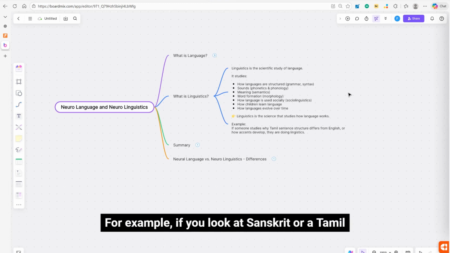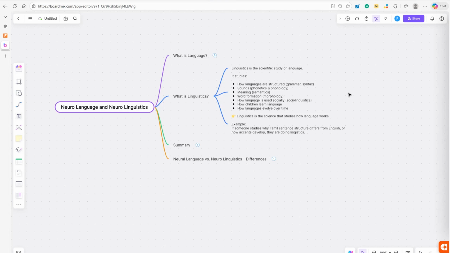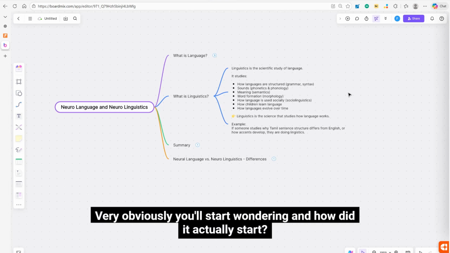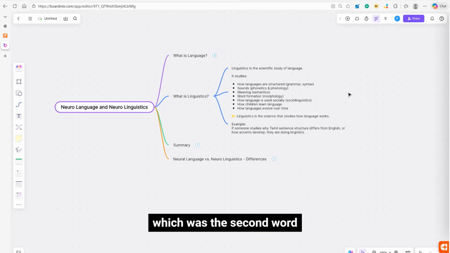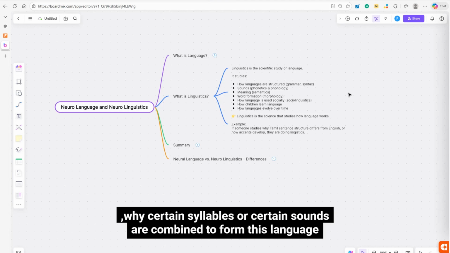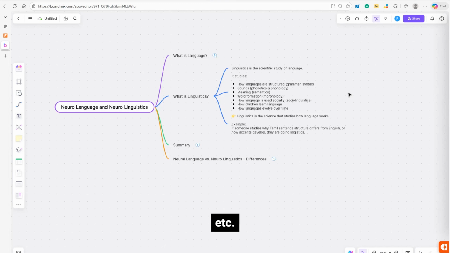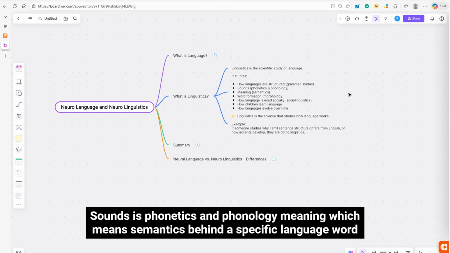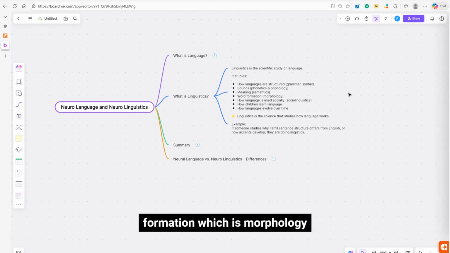For example, if you look at Sanskrit or Tamil, right? Very obviously, you will start wondering, how did it actually start? Which was the first word? Which was the second word? Why certain syllables or certain sounds are combined to form this language, etc. Sounds is phonetics and phonology. Meaning, which means semantics behind a specific language. Word formation, which is morphology.